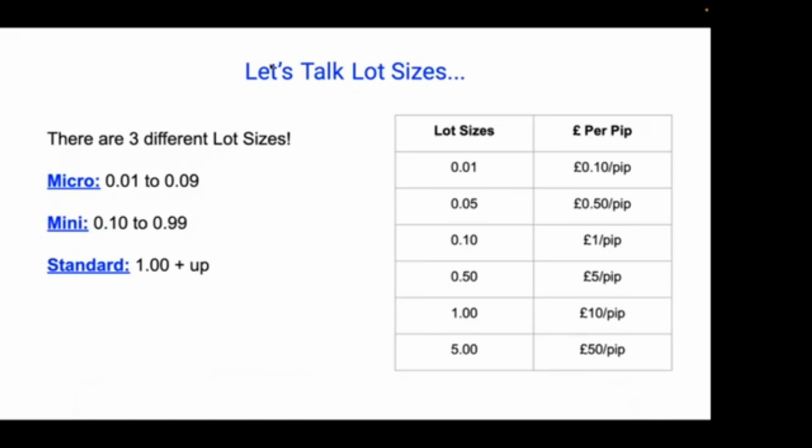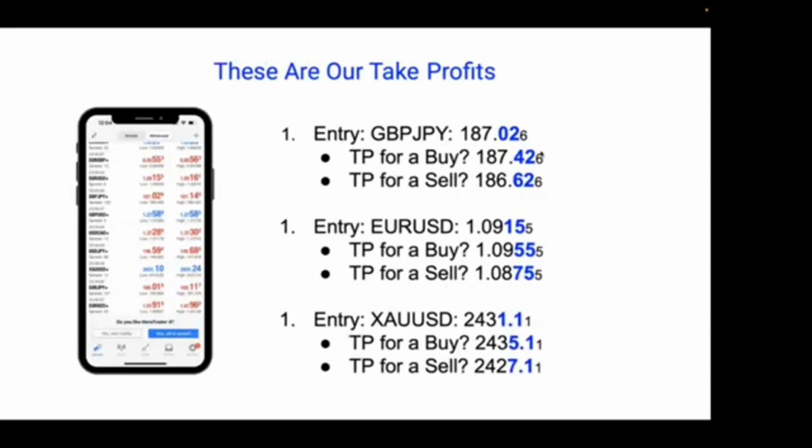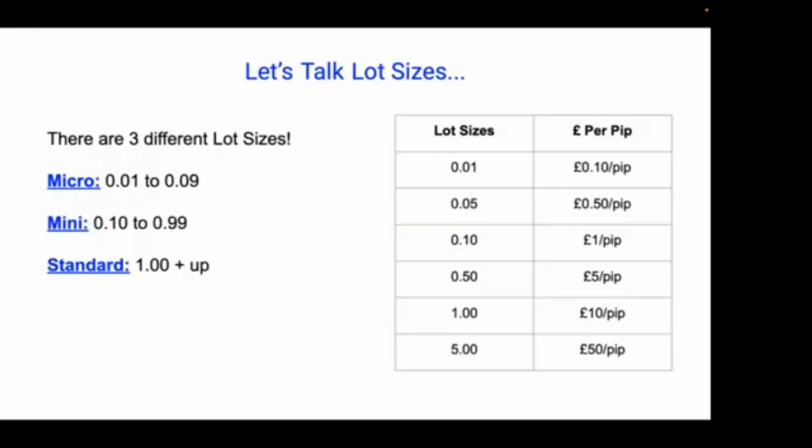So before we go into it, this is what it looks like on here. So there's different levels of lot sizes. We've got the micro, which is 0.01 to 0.09. So this isn't 1 pence and 9 pence. This is 10 pence to 90 pence. So 0.01, each move would be 10 pips. So if we were to, 10 pence, sorry. So if we go back to this previous slide here, on this scenario, you would have made £4. If you'd have done it at 0.10, you'd have made £40. If you'd have done it at one standard lot, you'd have made £400.